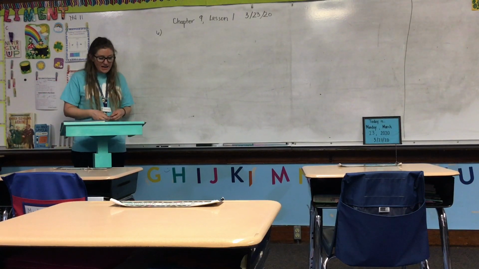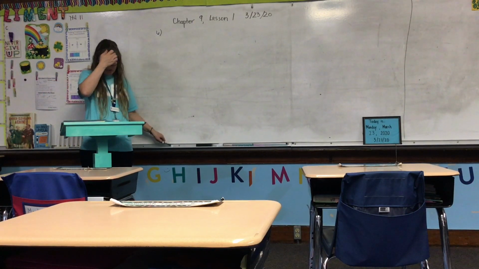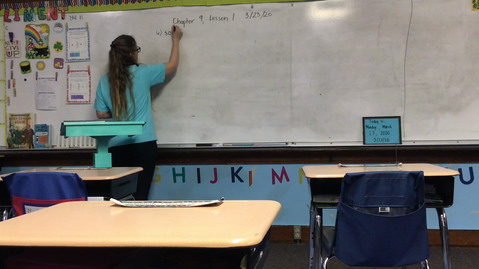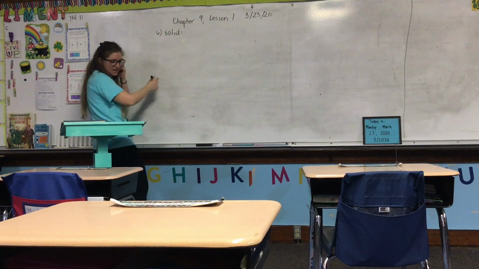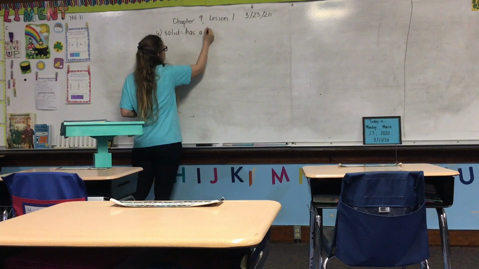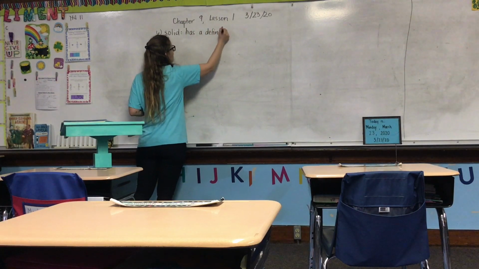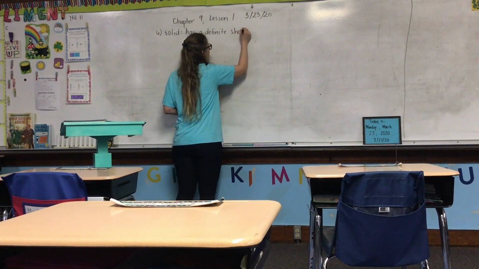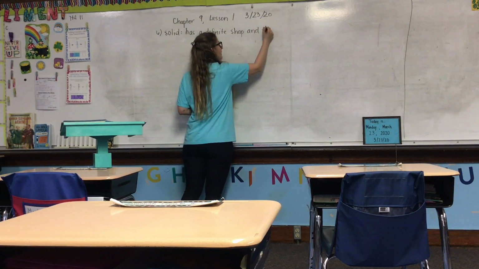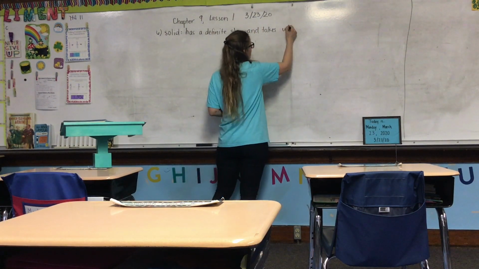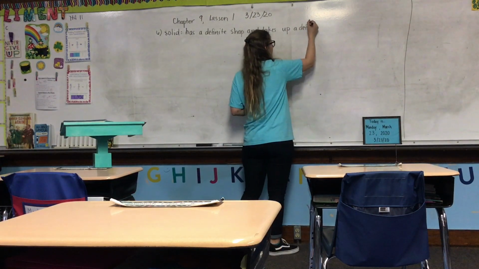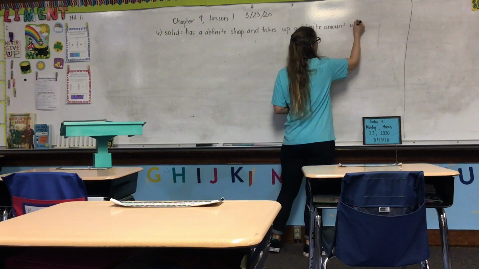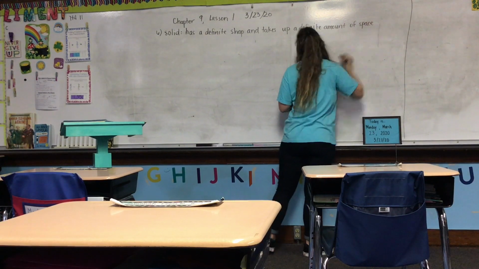Solids. A solid has a definite shape and takes up a definite amount of space. So that's our number 6. We have solid. And a solid has a definite shape and takes up a definite amount of space.